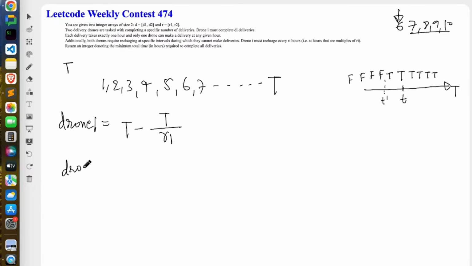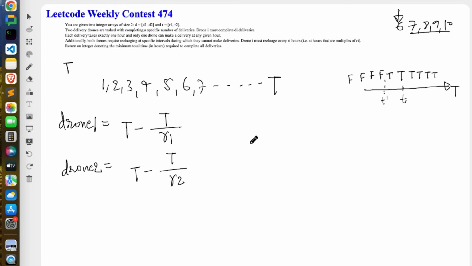Similarly for drone number 2, it will be recharging at r2, 2 r2 and so on, and just subtract that from the total time. So these are the times when drone number 2 can make the delivery, and these are the times when drone number 1 can make the delivery. But the only problem here is that only one drone can deliver per hour. So per hour, either drone 1 will deliver or drone 2 will deliver, so we cannot simply sum them. We will also have to find those times when both would be charging.